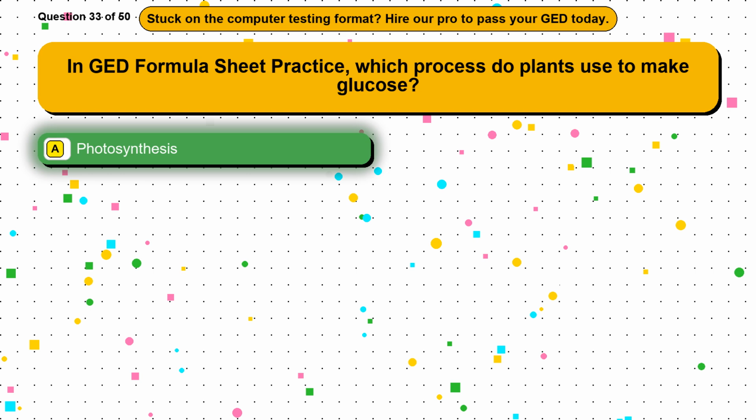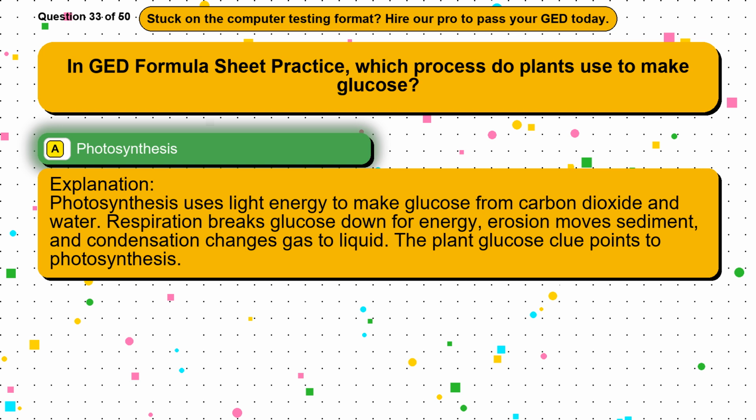The correct answer is option A, photosynthesis. Photosynthesis uses light energy to make glucose from carbon dioxide and water. Respiration breaks glucose down for energy, erosion moves sediment, and condensation changes gas to liquid. The plant glucose clue points to photosynthesis.